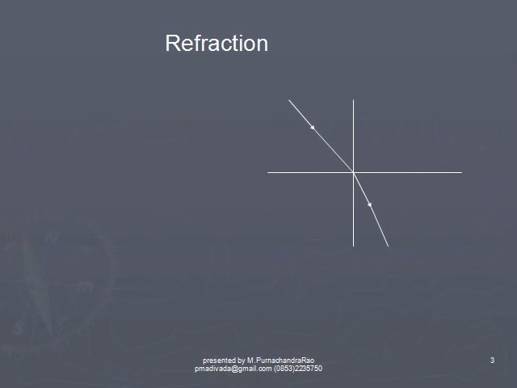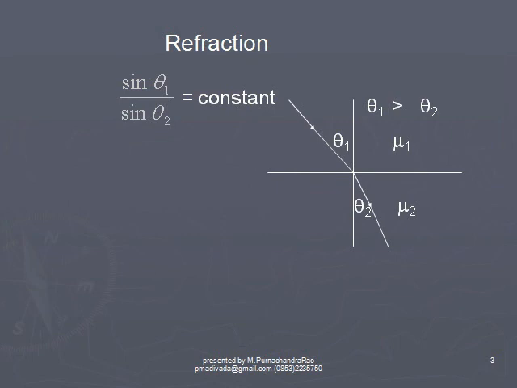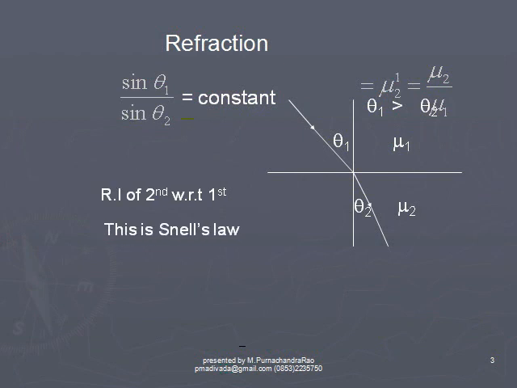While discussing refraction and Snell's law, let us consider two media. The one above the line is a medium of refractive index mu1. The one below the line is the second medium of refractive index mu2. Theta 1 is the angle of incidence, theta 2 the angle of refraction. Snell's law states that sin theta 1 by sin theta 2 is a constant. Sin of angle of incidence to sin of angle of refraction is a constant. This is Snell's law.